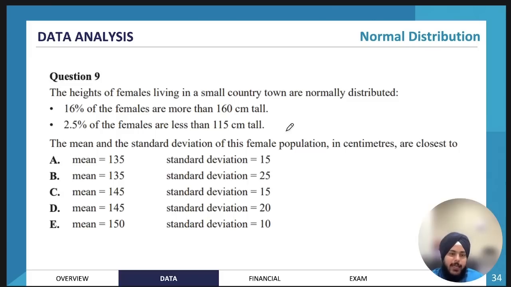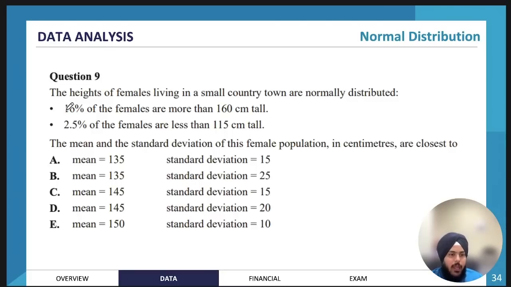Okay, so here's just a quick example. If you are watching this lecture, I would encourage you to pause now and have a go. Otherwise, I will go through the solutions now. The heights of females in a small country town are normally distributed, with 16% of the females being more than 160 centimeters tall, 2.5% of the females being less than 115 centimeters tall, and the mean and the standard deviation is what we're trying to determine here.